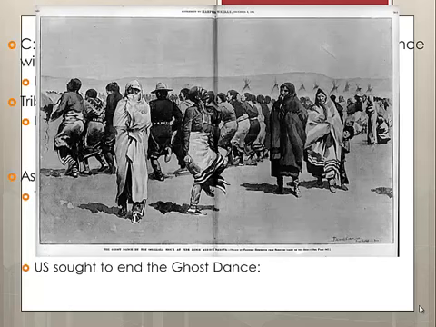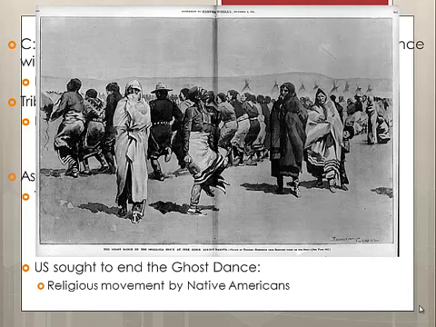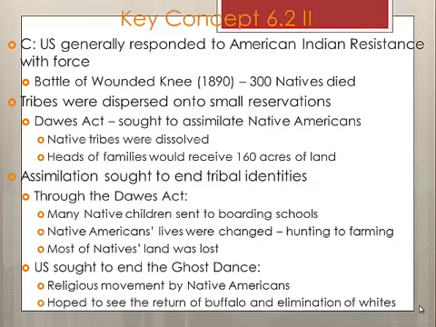And finally, the U.S. sought to end the ghost dance, which was perceived as a form of resistance. This was a religious movement or ceremony by Native Americans in which they envisioned that whites would leave their land and the buffalo would return. And this actually helped contribute to the Battle of Wounded Knee in 1890. The U.S. government did not like the ghost dance. They hoped that the Native Americans would not practice that.